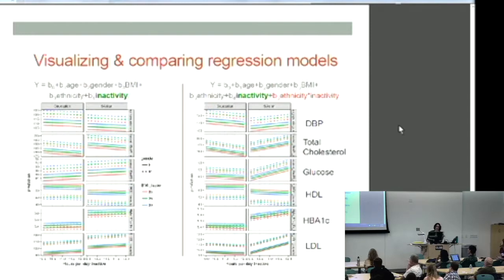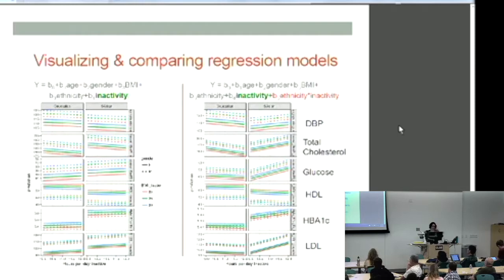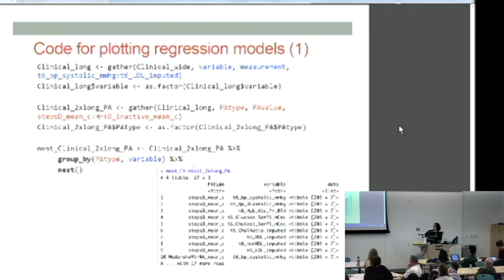So how did I create these? Well, I first nested the data. I had the data, and I first had to make it long. And so again, this idea of making it doubly long, because I have all these different variables going on. The inactivity was going into the model, but I also had separate models with steps, and I had separate models with moderate activity. So that's one variable to make it long by, and then another variable for all the outcomes, your clinical outcomes. So that's the first thing, I had to make it doubly long.